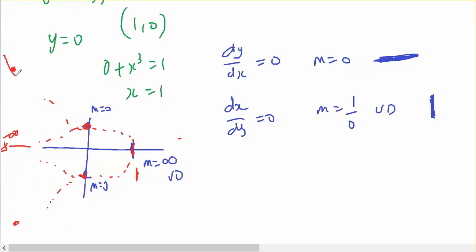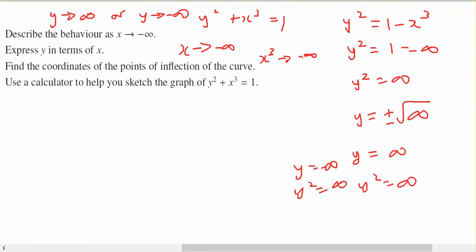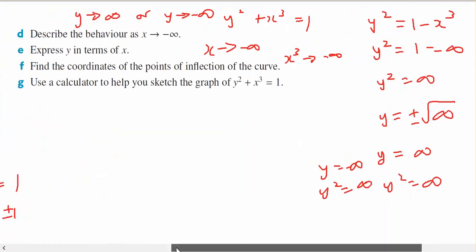So I'm thinking that, because as x gets to negative infinity, y is approaching either infinity or negative infinity. But anyway, let's have another think. What else do they ask us? Express y in terms of x.